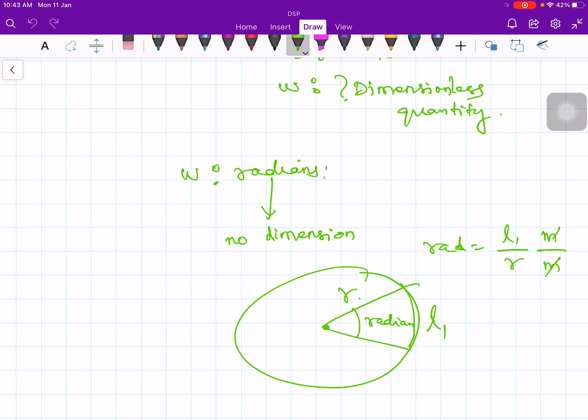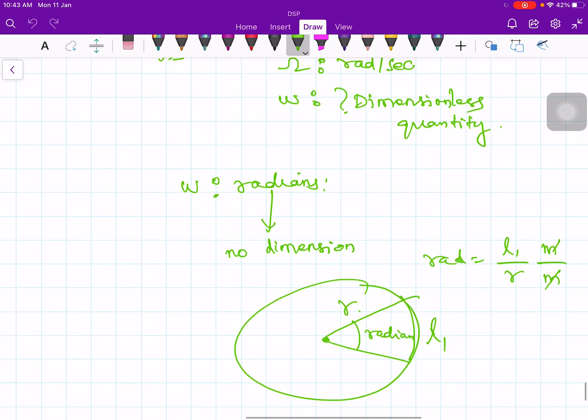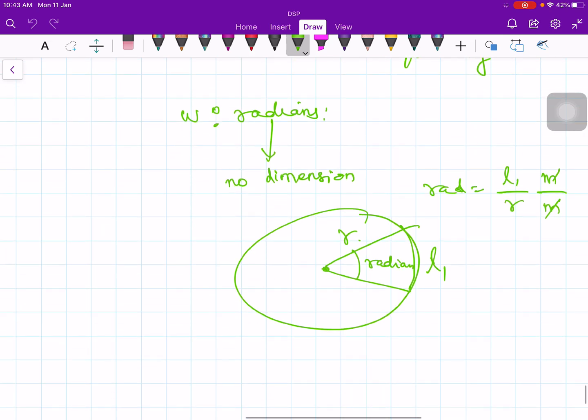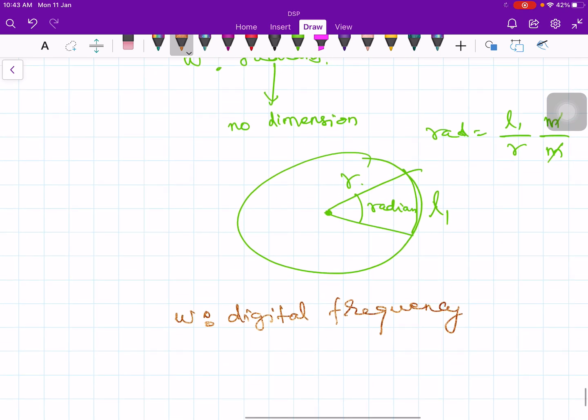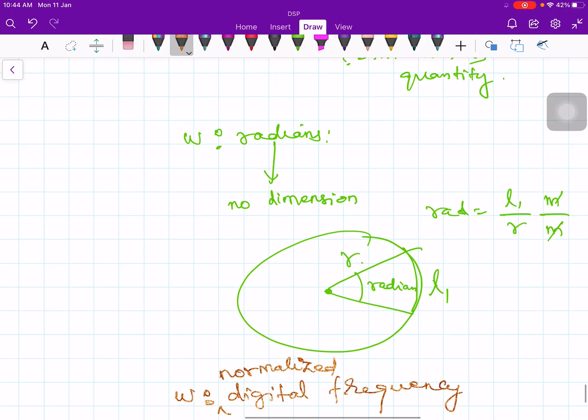Therefore, the small omega is the dimensionless quantity, and the small omega is termed as digital frequency. It is measured in radians, and again this radian is a dimensionless quantity. Don't say the small omega unit is radians per second. In fact the proper name is normalized digital frequency, because you are normalizing with respect to fs.